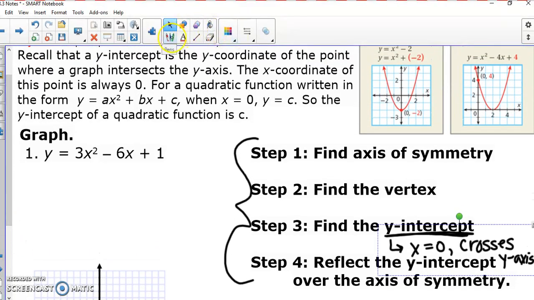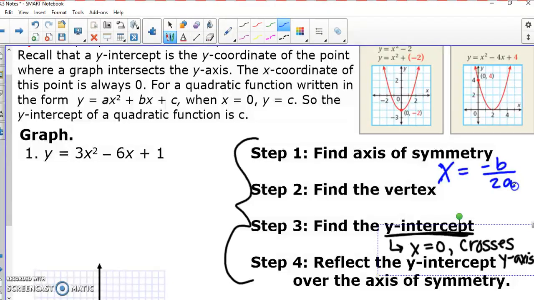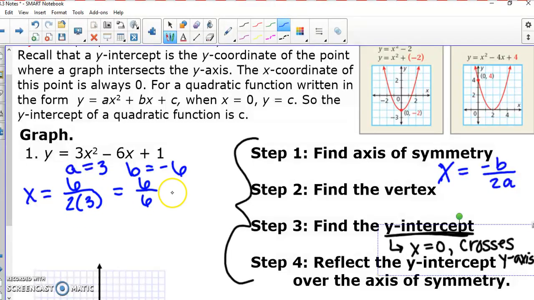We're going to start by finding the axis of symmetry. Remember that our formula for that is x equals the opposite of b over 2a. In this first example, our a value is 3, and our b value is -6. If we plug that in, we'll have x equals the opposite of b, so negative b, that would be a +6, over 2 times 3. Well, 2 times 3 is 6, so 6 over 6, same as 1. So our axis of symmetry is 1.